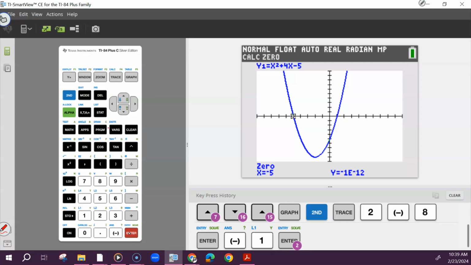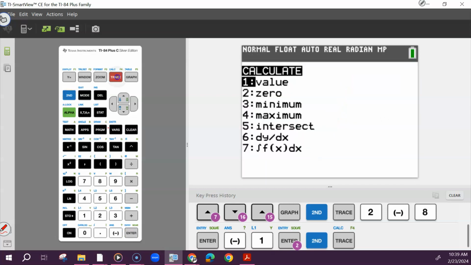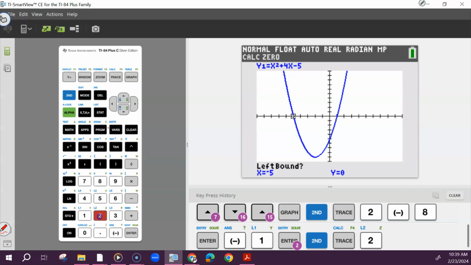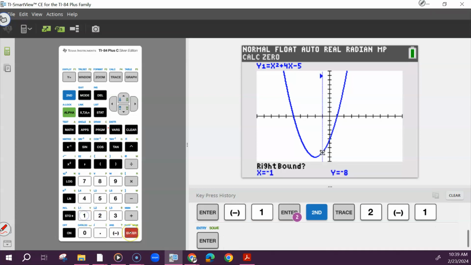We'll do the other one just in case you missed any of that. So go back to second trace. Go back to 0. And then for this one, I need something to the left of this, but that doesn't go past -5. Sure. -1, type that in, hit enter.